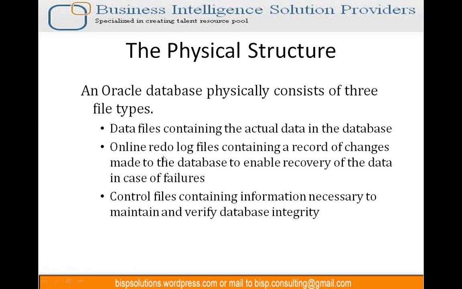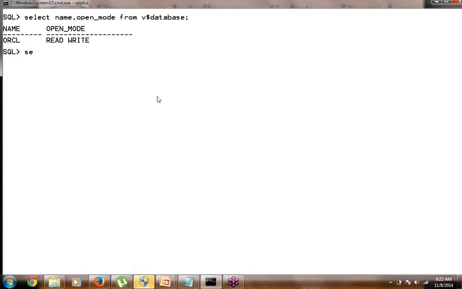Then we also have online redo log files. Remember, these online redo log files are a kind of backup feature which Oracle gives us by default. They contain the record of changes made to the database, which of course helps in recovery of the data in case of failures. And control files, which contain information about the data files and the log files. Control files are one of the first files to be opened and read. Let me quickly show you these files that we have here.